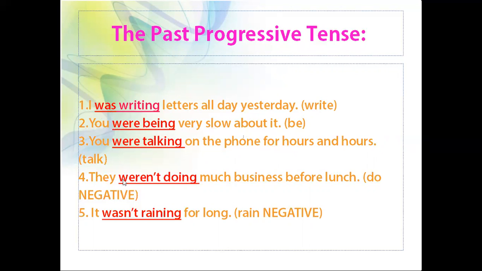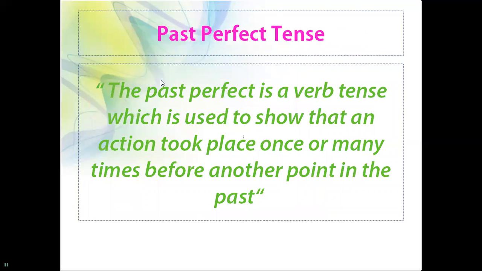Then fourth one, they were not doing much business before lunch. Then fifth one, it was not raining for long. So this is the example for past progressive tense. Next, we are going to see past perfect tense. What is meant by past perfect tense?